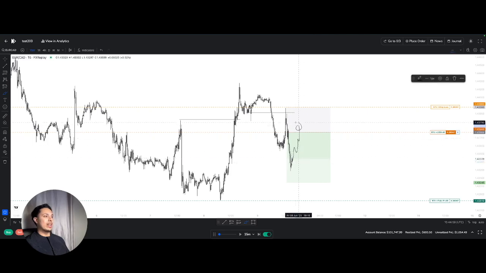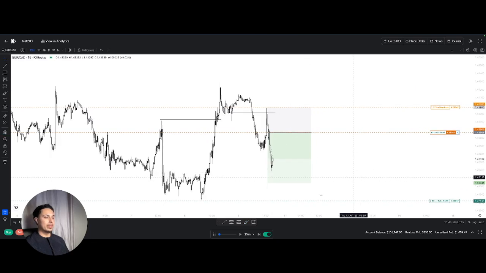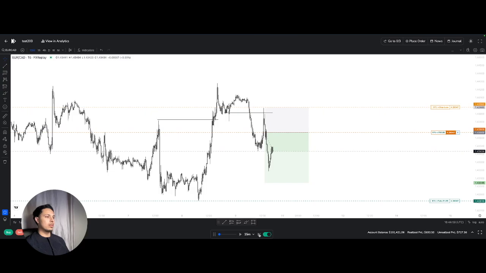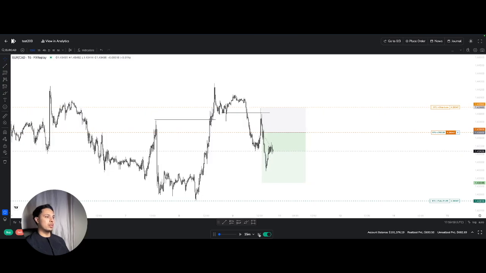Or I'm going to wait for the reaction. If it's a strong reaction, we're going to close it. Or if we're seeing a sharp reaction back into it, we'll just close out at break even. Let's see what happens. The fact that we're outside of session as well.